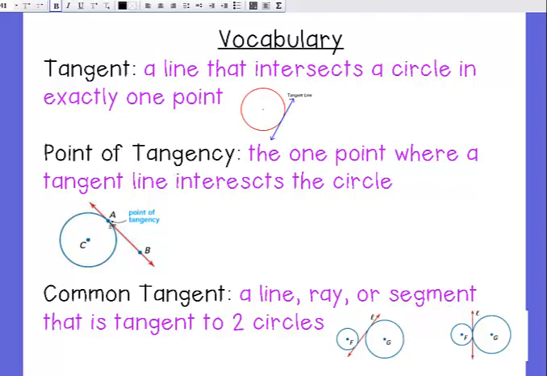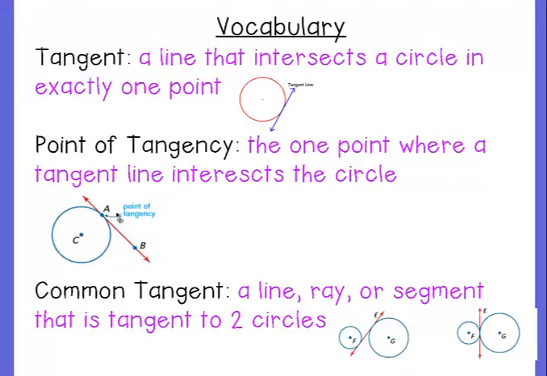So the point of tangency is that point where your tangent line intersects the circle. So it's exactly one point. It's that one point. In this picture, it's point A, where your tangent line intersects your circle.